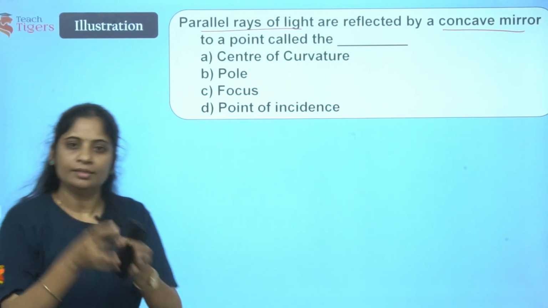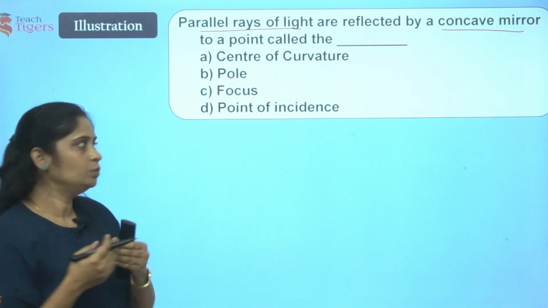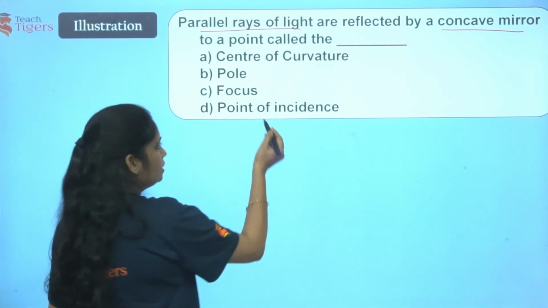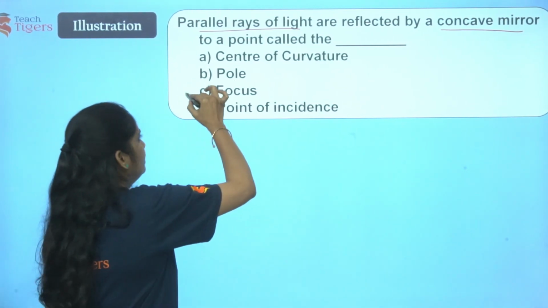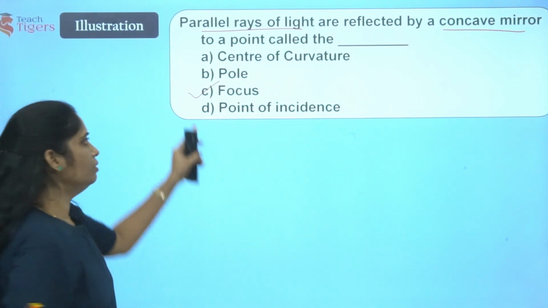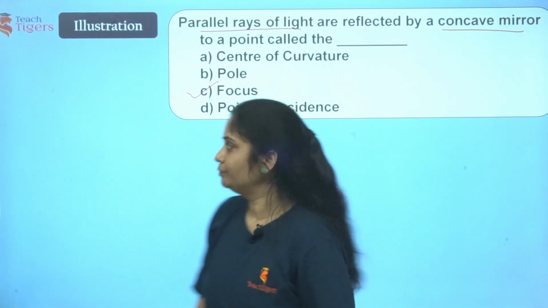So when parallel rays are incident on a concave mirror, they are reflected. And where do they meet? So they meet at center of curvature, pole, focus, point of incidence. Which is the right one? Just now we have discussed that they all converge at the focus. So option C is your right answer. Hope it is very clear to you.